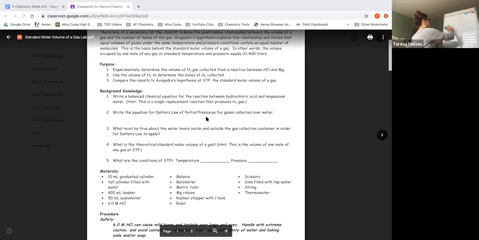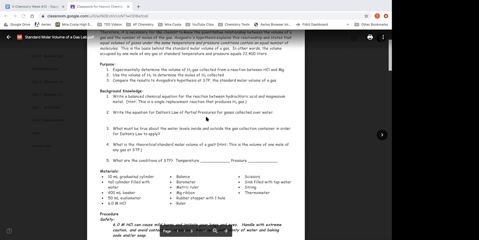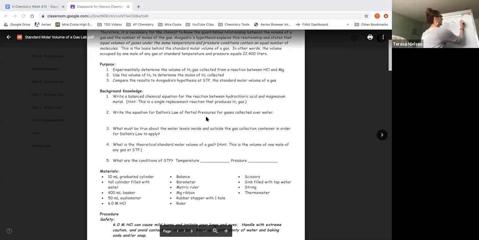Actually, let's do this. This is the background knowledge. Okay, so hydrochloric acid plus magnesium metal. Hydrochloric acid, any acid or base will be aqueous. Magnesium metal is a solid. What kind of reaction do you think this is going to be? Single replacement reaction. Yeah, single replacement reaction. Good. So hydrogen is going to get kicked out by itself.